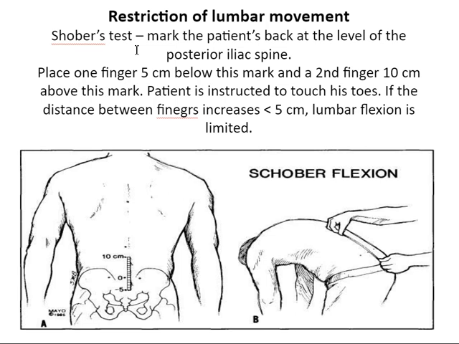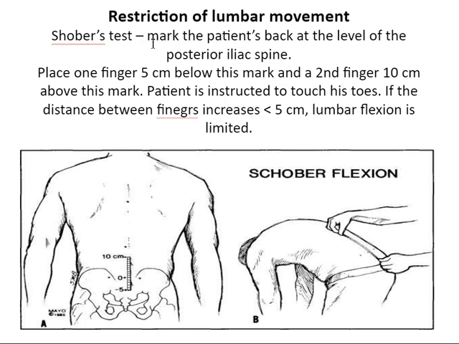Why? It is because of fusion. Two vertebral bodies are getting fused, so they cannot move. So there is restriction of movement of the vertebra. For lumbar movement restriction, we can do the Schober's test.